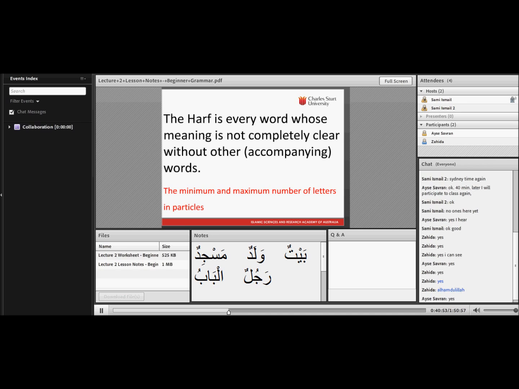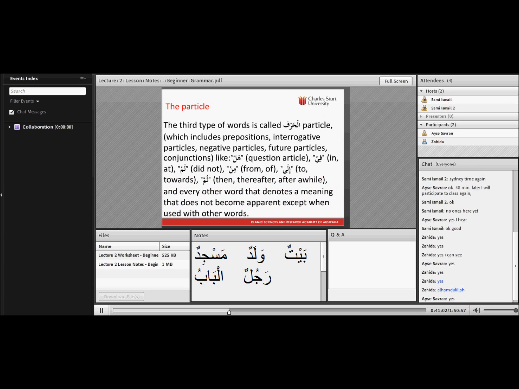Now here it's mentioned in red the minimum and maximum number of letters in particles. Now, I'm going to go back to the previous slide. If you look at some of the examples of the harf here, so harf meaning particle. So hal, how many letters do you think that's constructed from? So maybe I can ask questions now. So Aisha, how many letters does the word hal have?